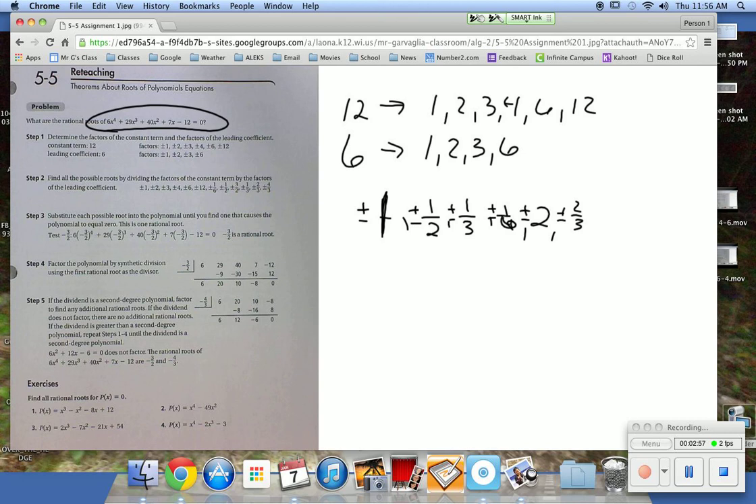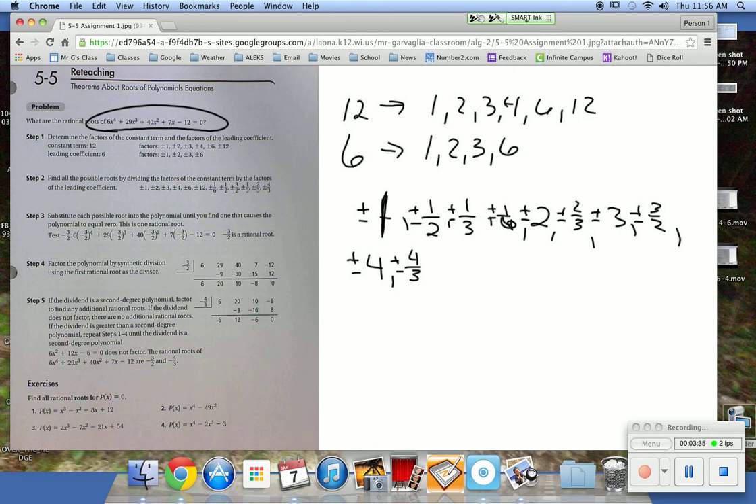And now we go to this one. 3 over 1, plus or minus 3. 3 over 2, plus or minus 3/2. 3 over 3 is 1, we already have that. And 3 over 6 is 1/2, we already have that. Now we go to 4. 4 over 2 is 2, we already have that one. 4 over 3, plus or minus. 4 over 6 is 2/3, we already have that.